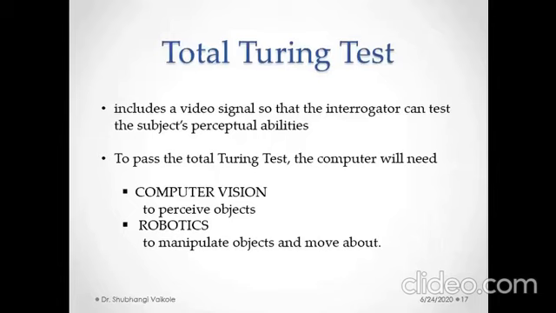Then computer vision. To perceive the different objects, computer vision is needed. Robotics. To manipulate objects and to move them, we require robotics. So to pass the total Turing test, we need all these things.